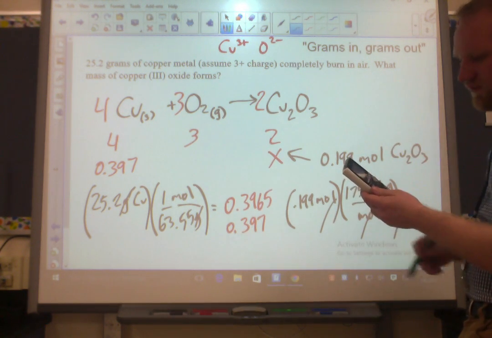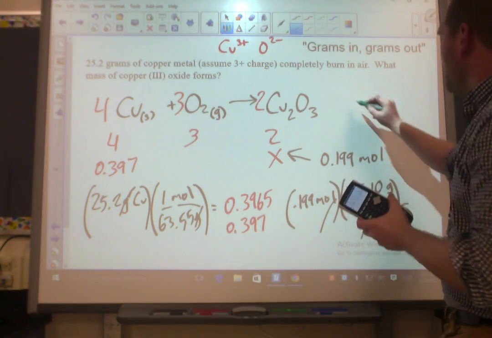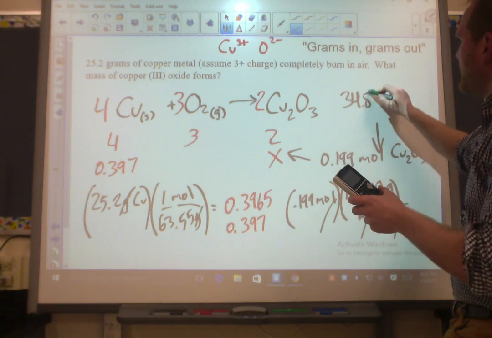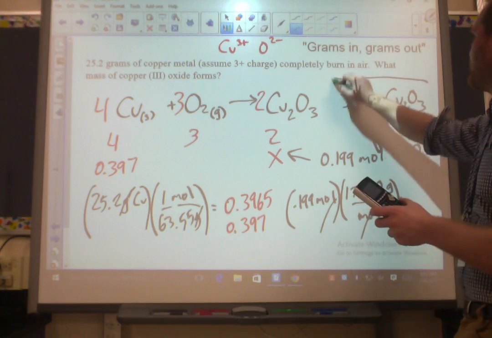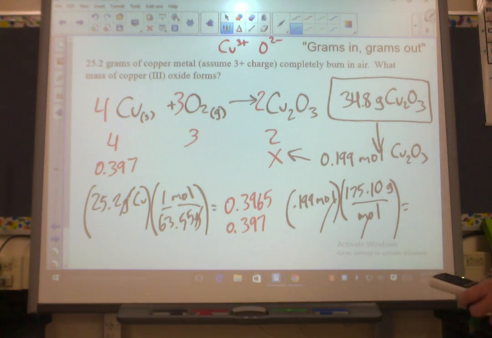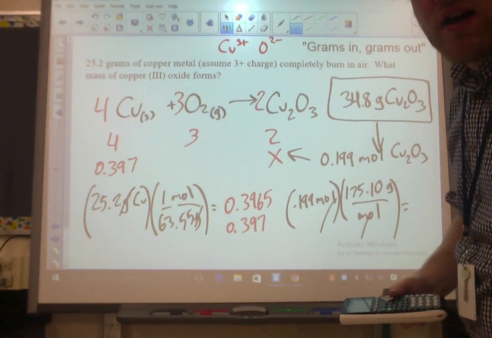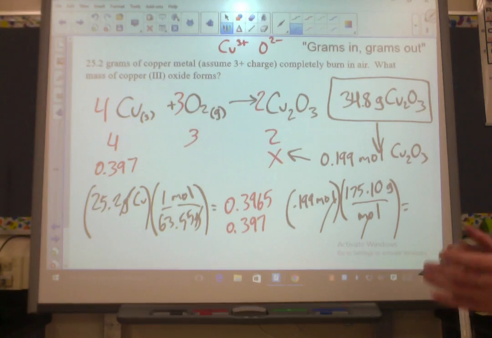So with 3 sig figs, I get 34.8. Let me write it over here. A little messy here, but 34.8, and that's grams of Cu2O3. So that's my final answer. So again, it's the exact same thing as a moles in, moles out problem, but you just do one step on the front.